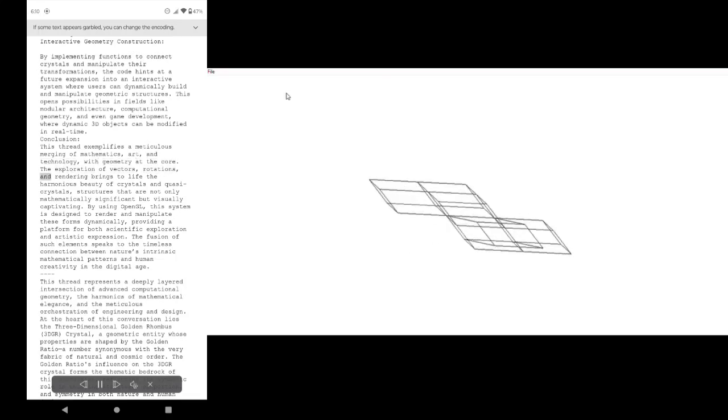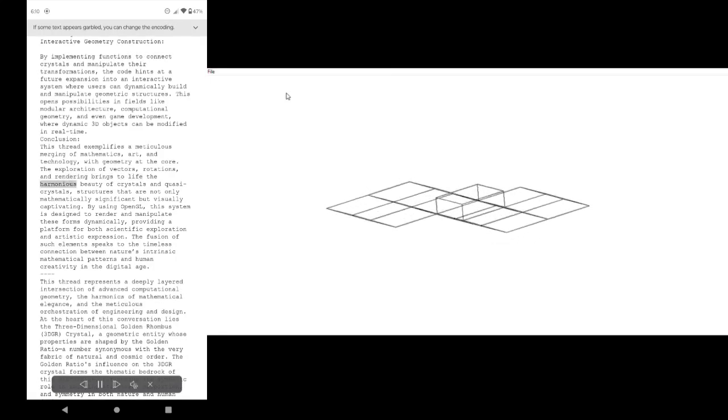Conclusion. This thread exemplifies a meticulous merging of mathematics, art, and technology, with geometry at the core. The exploration of vectors, rotations, and rendering brings to life the harmonious beauty of crystals and quasicrystals, structures that are not only mathematically significant, but visually captivating.